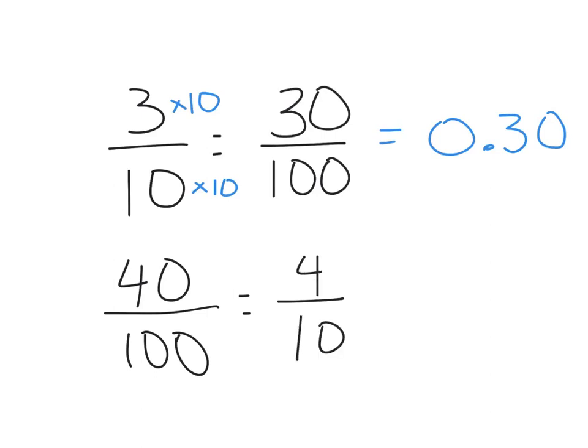And let's see what happened here. This time, I divided by 10. To go from 40 to 4, that's 10 times smaller, or 40 divided by 10 is 4. To make them equivalent, I'd have to divide the denominator by 10. And 100 divided by 10 is 10. So 40 hundredths is the same as 4 tenths.